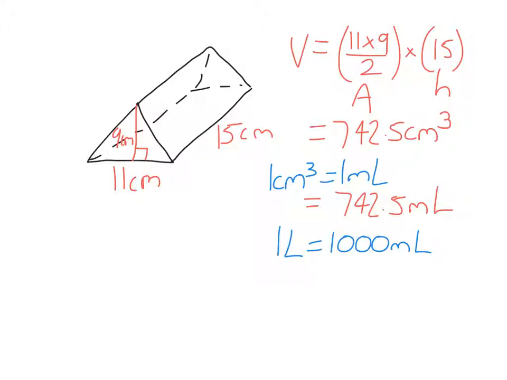So this shape holds 742.5 milliliters. I just divide by 1,000 to get it in liters. It's 0.7425 liters. Okay, sometimes the question might say, how many milliliters can it hold? Or how many liters can it hold? All right, let's now look at another example of finding the volume of a prism.